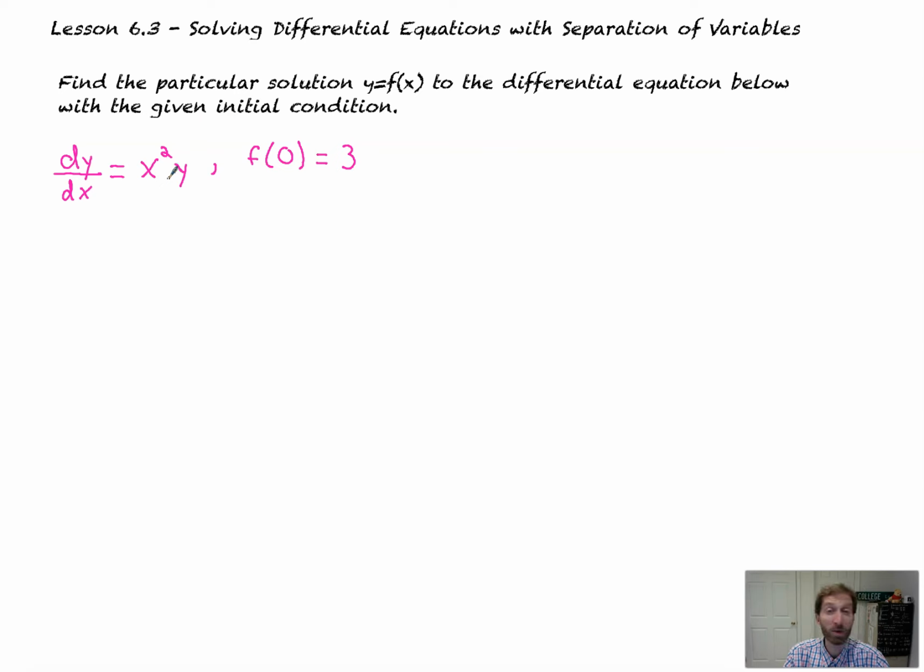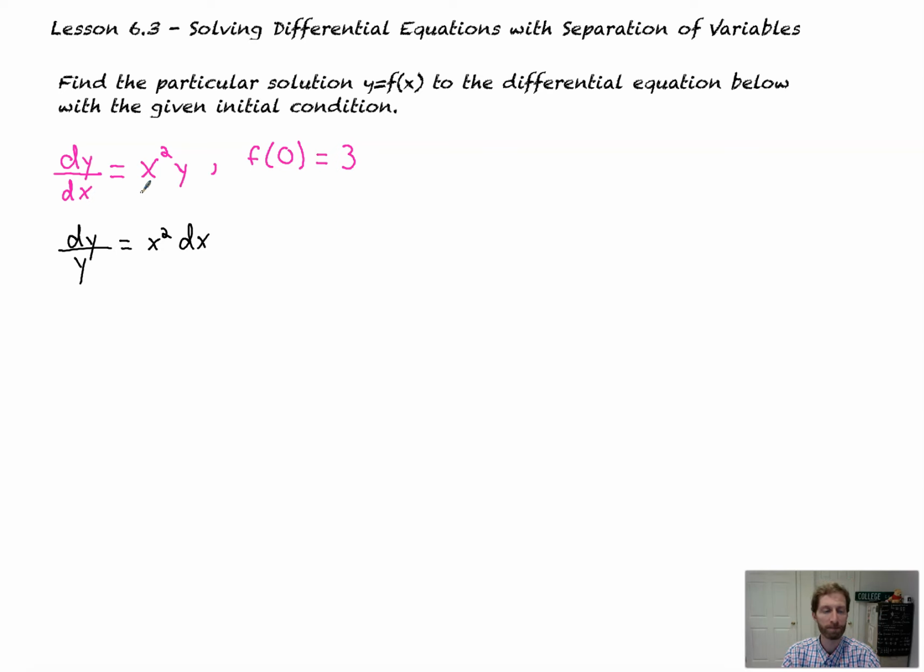To separate variables, and you always must show this first step, so important. If you don't, you lose all points on a problem. What I do is I get the y's together. So I'm going to divide both sides by y and multiply both sides by dx. That gives me dy over y is equal to x squared times dx. Multiplied both sides by dx divided by y. That got the y's together and the x's together.